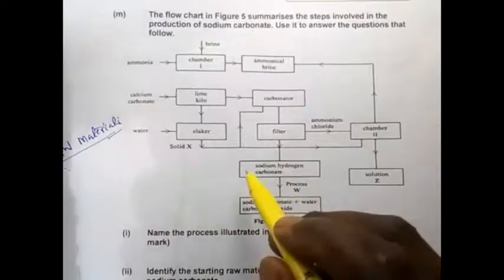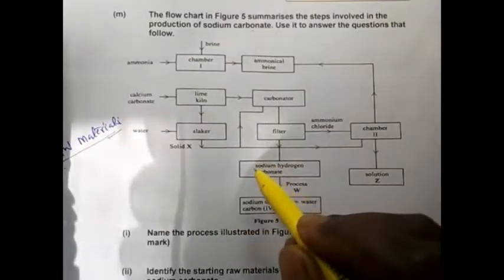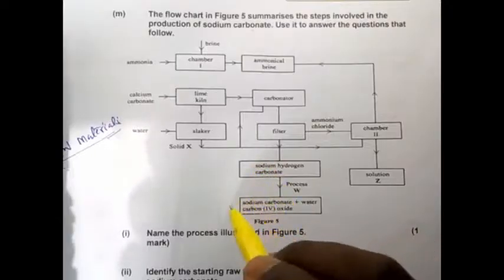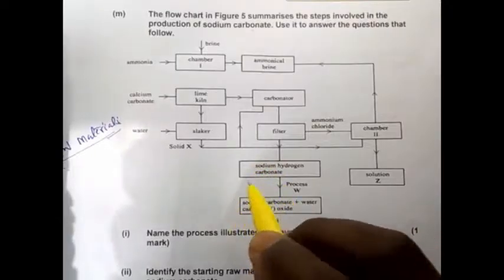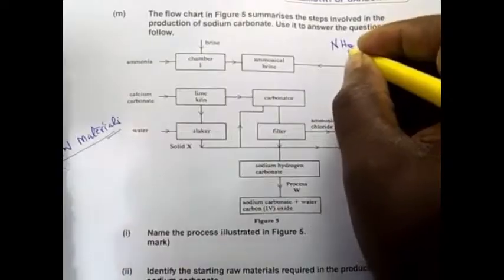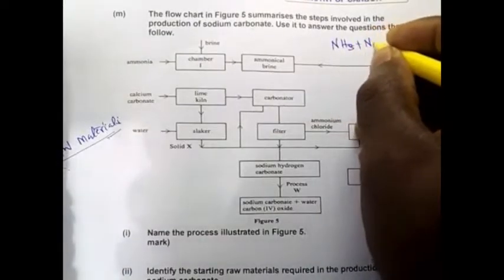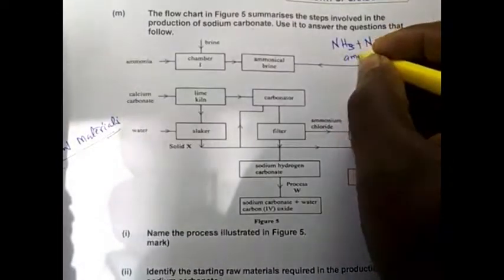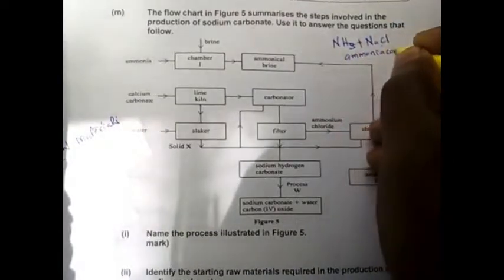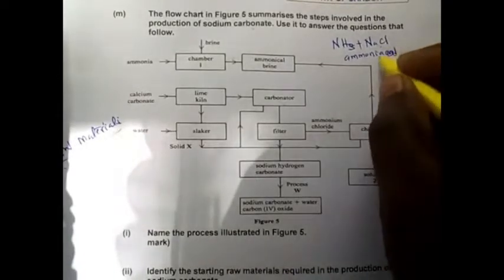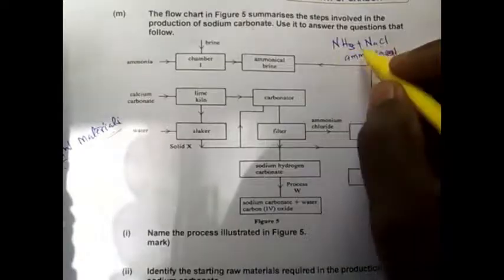Most of the reactions start at the carbonator. Where is the carbonator? In some questions you will not be given the name of the carbonator. So what do you do? Ammonia gas is mixed with sodium chloride brine to form ammoniacal brine. You need to know that these are the starting materials.